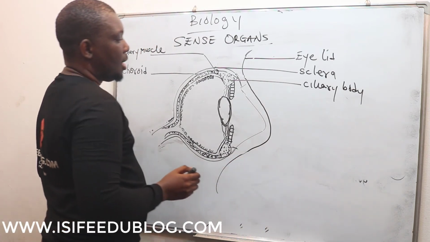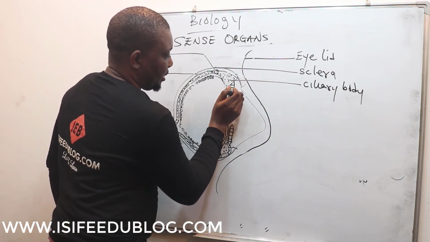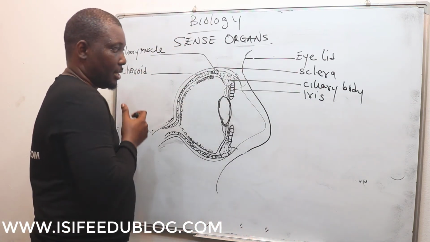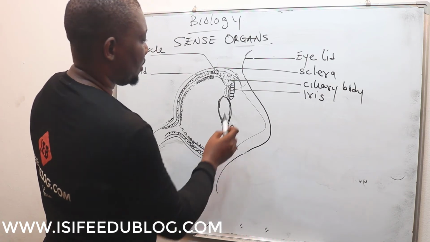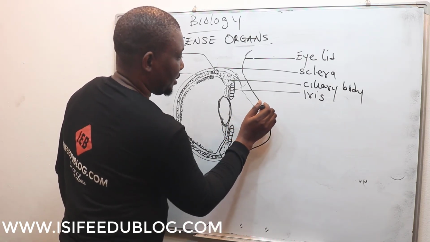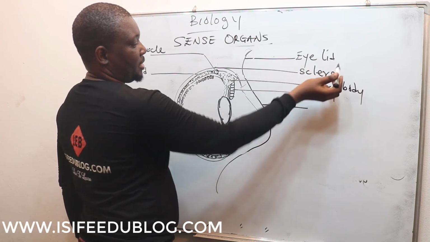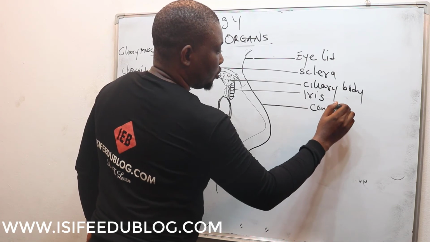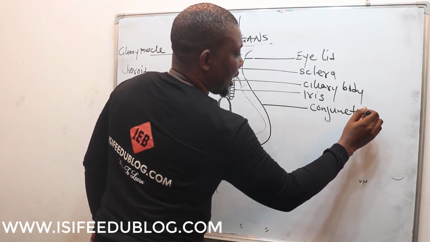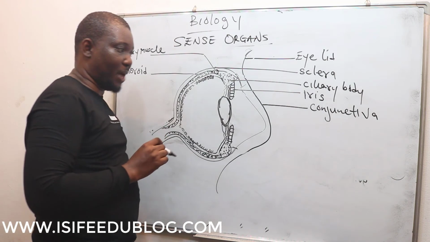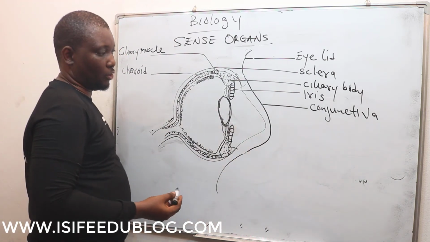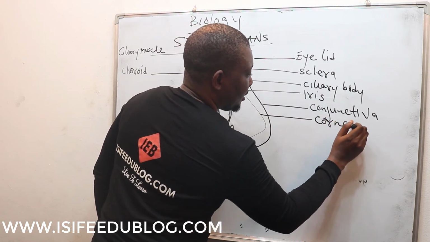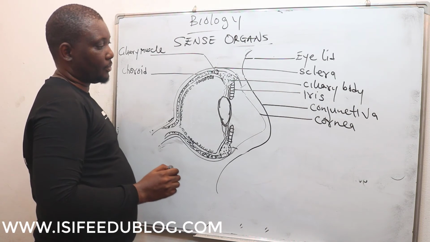And now we have this structure here, which is our iris. And then we have this structure, we must label it. I told you, label the extension part of it, which is the eyelids. Now we're going to label this, which is the conjunctiva. This is the protection to the cornea. So after the conjunctiva, I must remember that this is the cornea. Label it alongside that. Okay?